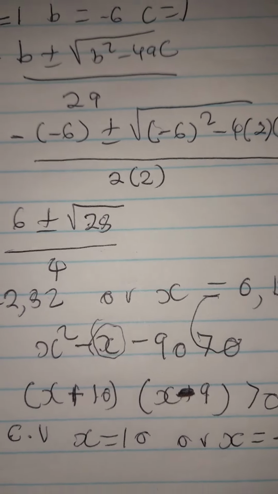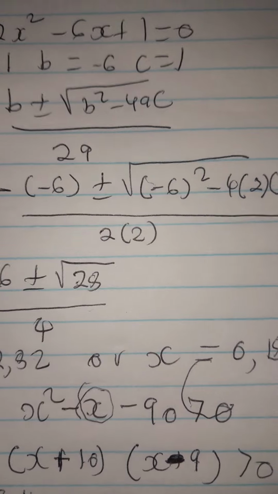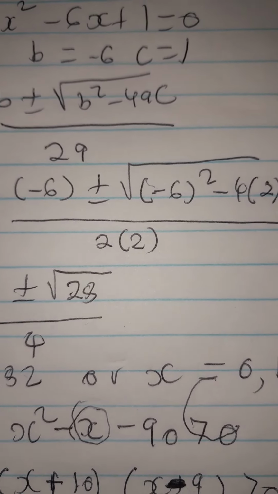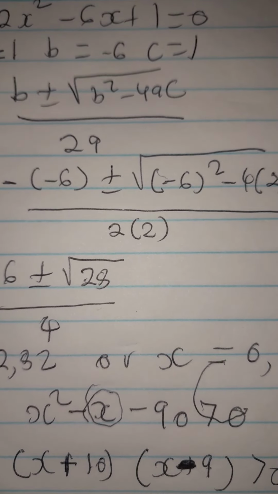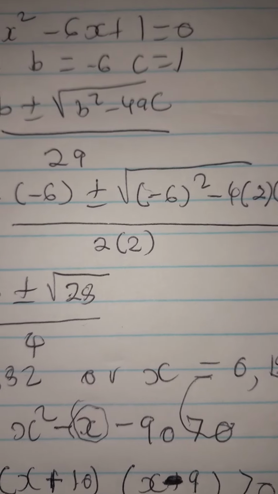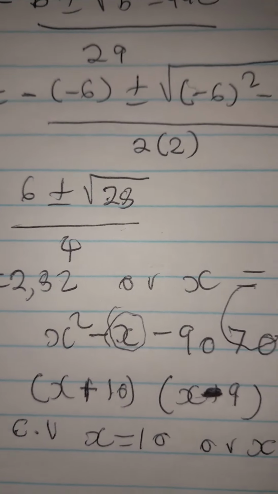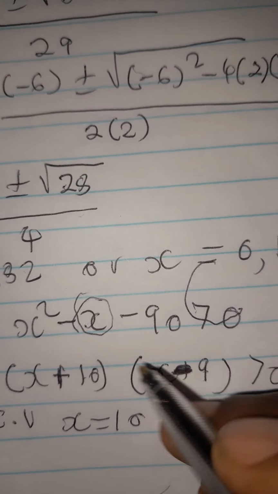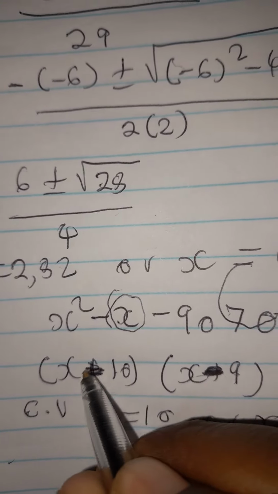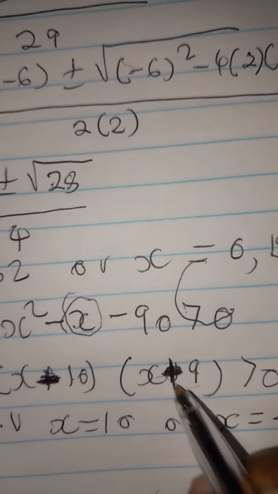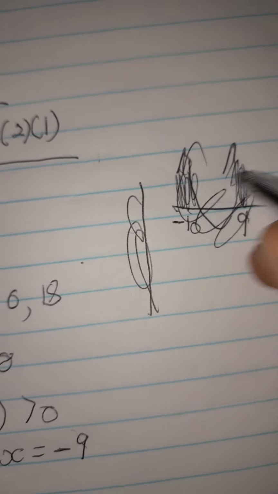Let me see, am I making a mistake? Oh, it's good to check. Let's check. It should be negative 9 plus 10. Okay, 10 should have a positive sign. Yes, that's good. Right, let's check this. I was saying that I made a mistake here. Actually, this should be minus 10 and plus 9. So we are going to have negative 9 here. Oh, sorry for that.